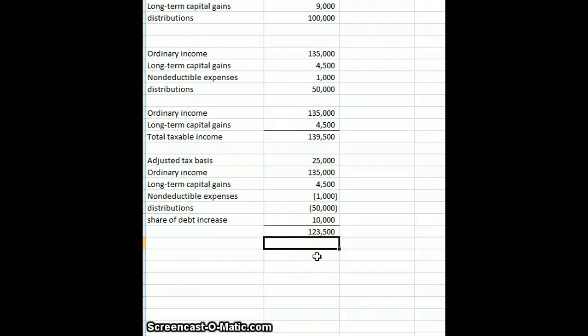So that is how we calculate and flow through ordinary income, and some separately stated items such as our long-term capital gain, and other expenses that aren't part of ordinary income and are reported separately and passed through.